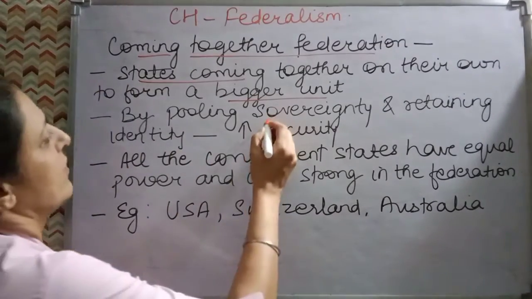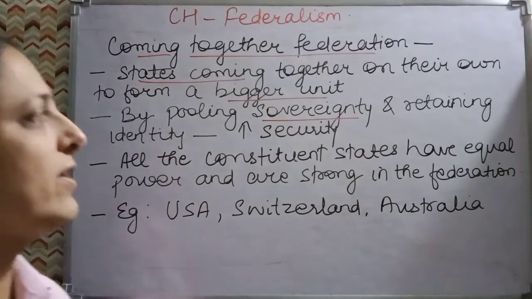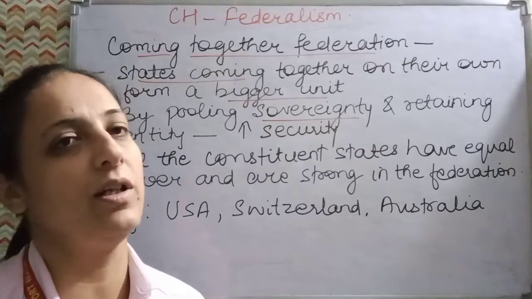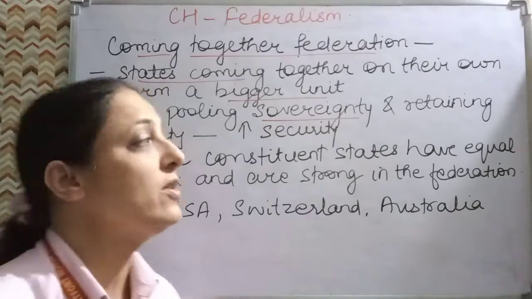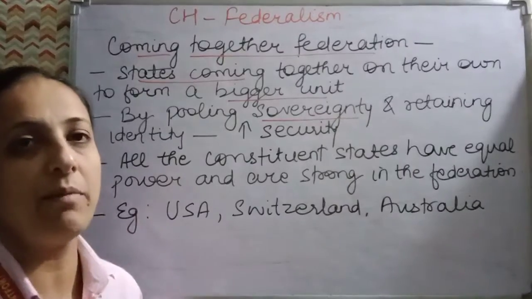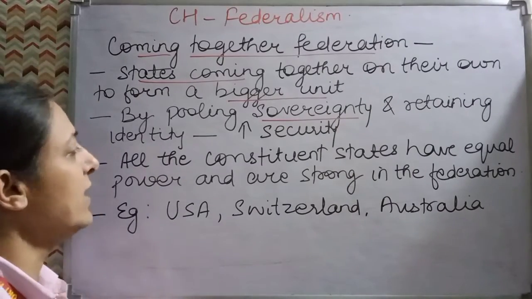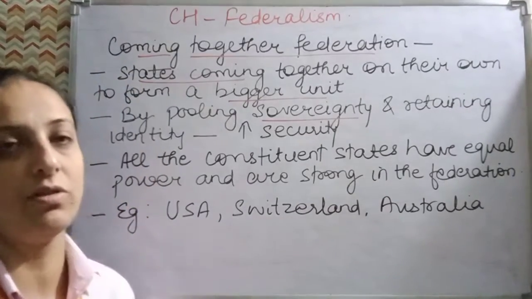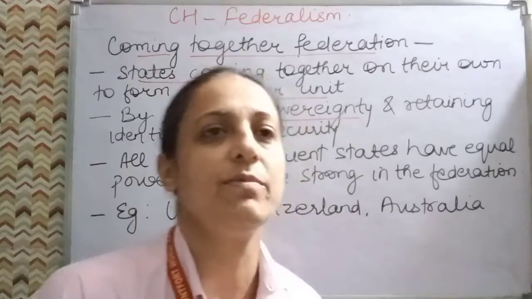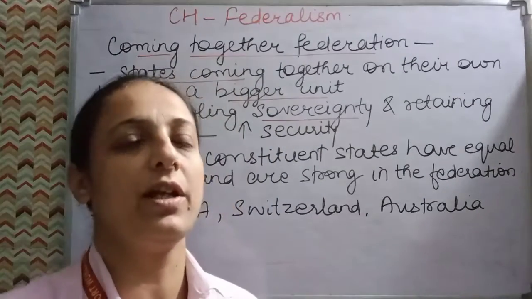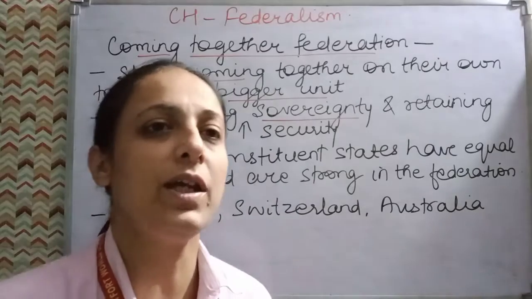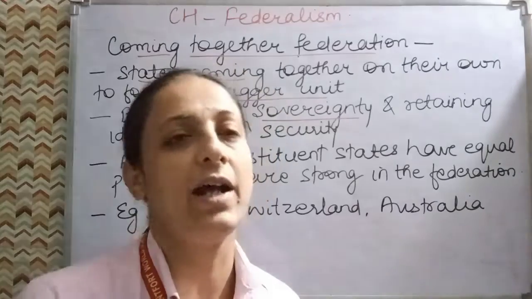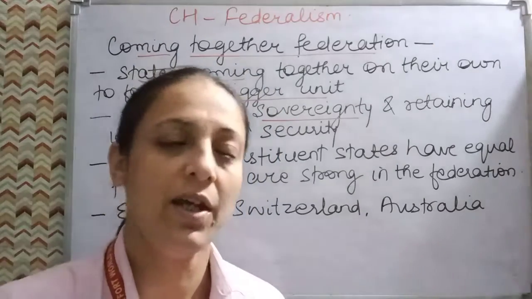By pooling their sovereignty, what is the meaning of sovereignty? The decision making, that is the authority on the internal and external decisions of the country. By merging their sovereignty and retaining their identity, they can increase their security within a federation. When the states merge themselves into the federation, they become a bigger and more powerful unit.